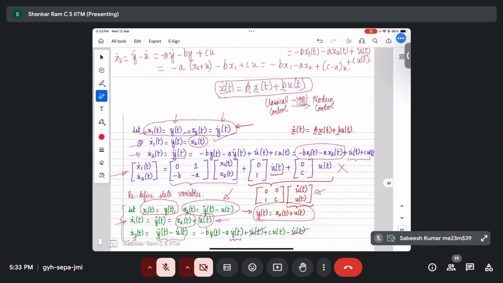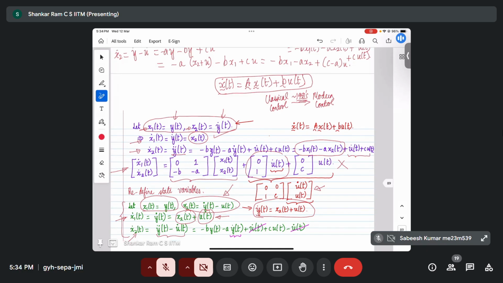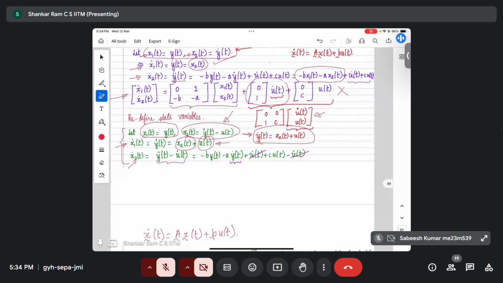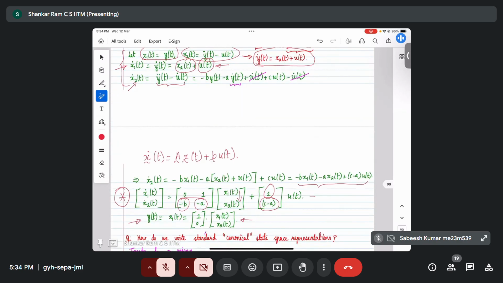Why? Because we had a u dot term coming into our play, right? And when we have the redefinition of the state variables in this manner, what happens is that we could fit the governing equations into the standard state space representation, which is x dot equals Ax plus Bu, right? The u dot term vanished.